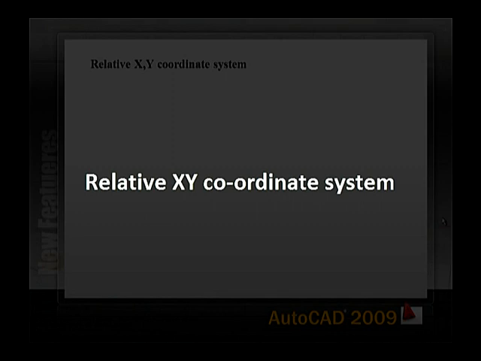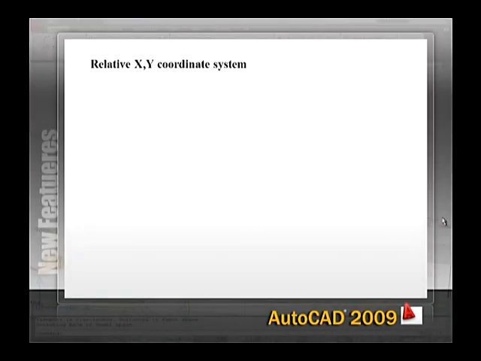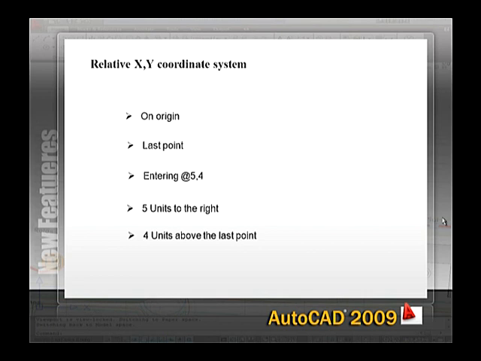Relative XY coordinate system. Where absolute coordinates are always based on the origin of the drawing, that is 0,0, relative coordinates are based on the last point entered. Input of the coordinates itself is the same as absolute XY coordinates, but you've got to tell AutoCAD that the location you're entering is based on the last point by typing an @ symbol before the coordinates. For example, entering @5,4 makes a new point, 5 units to the right and 4 units above the last point, but not from the origin.